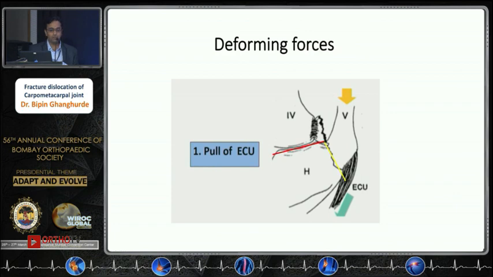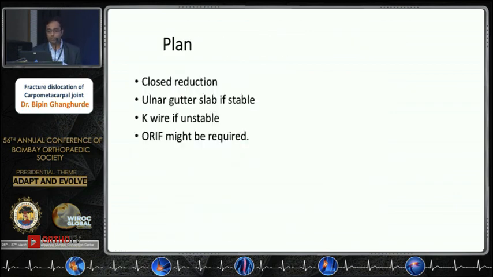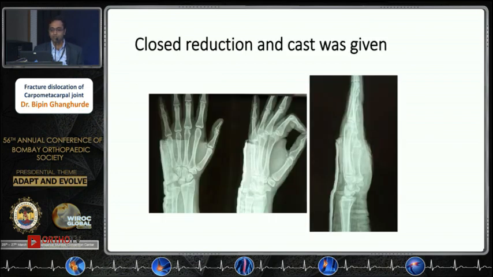For such dislocations, what will you do? Closed reduction can be a plan. Closed reduction with an ulnar gutter slab if it is stable, and you can wait and do weekly X-rays. K-wire can be done if it is unstable, or open reduction and internal fixation might be required. For this case, we did a closed reduction and weekly X-rays, and it was stable.